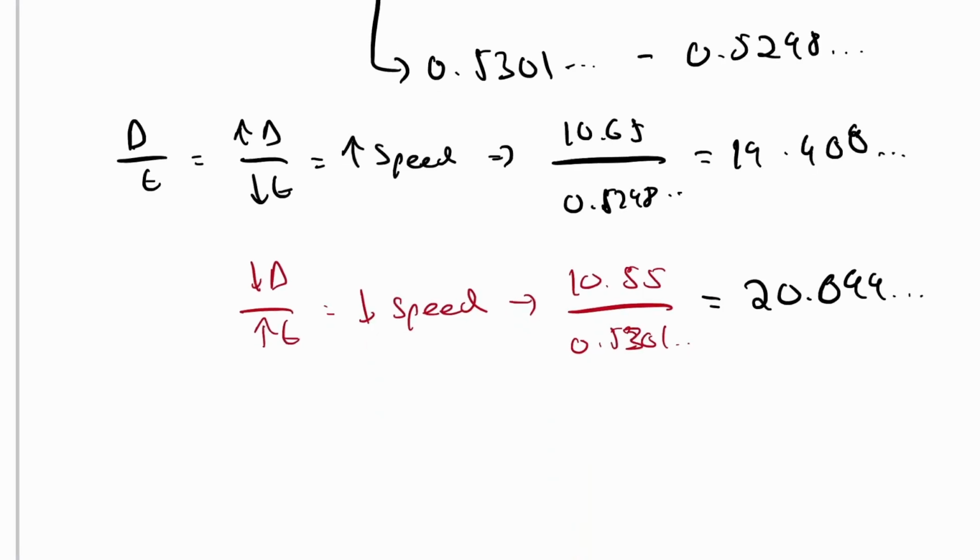So basically, to what degree of accuracy are both of these numbers the same? If you were to give these to two significant figures, both of these would come out to 20 kilometers per hour, okay, if it's two sig figs. So that's what you want to give it to.